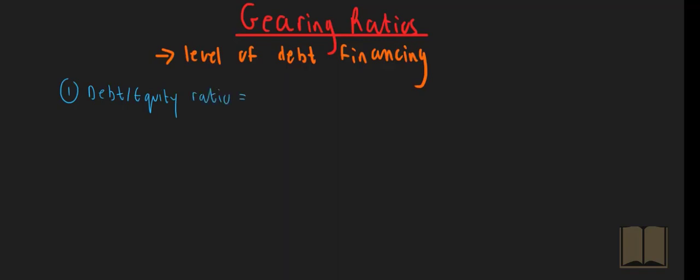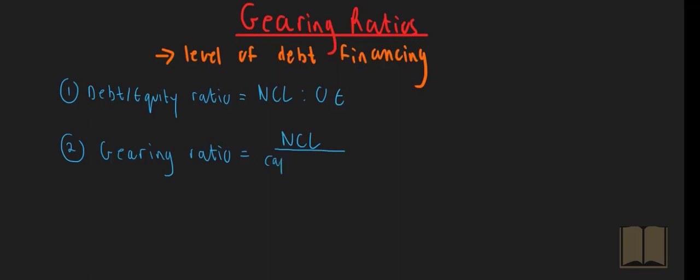The debt equity ratio calculation compares your non-current liabilities, or your long-term debt, to your owner's equity. The second debt ratio we'll be looking at is called a total gearing ratio, and this is your non-current liabilities over your capital employed. Your capital employed is your non-current liabilities plus your owner's equity.